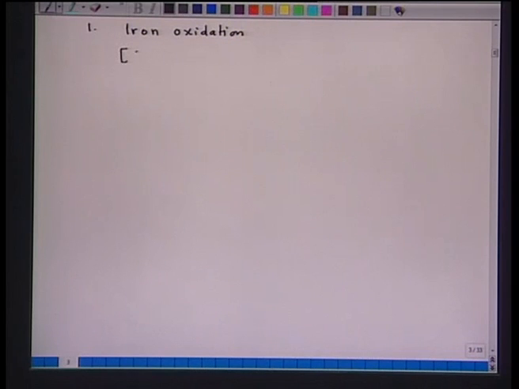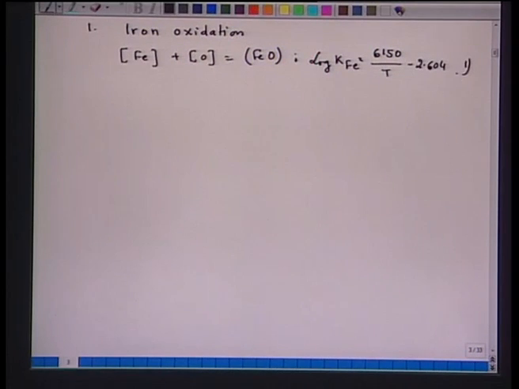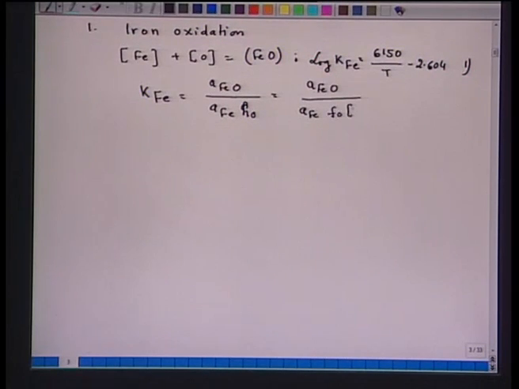Iron oxidation can be represented by Fe plus O equal to FeO. Log K_Fe is equal to 6150 over T minus 2.604, let me call this equation number 1. Here T is in Kelvin. If I write down the value of K, K_Fe will be equal to the activity of FeO over the activity of iron into the Henryan activity of oxygen, because we assume that the elements in molten steel follow Henry's law. So, that will be equal to a_FeO over a_Fe into f_O into weight percent of oxygen. Let us call this equation number 2.